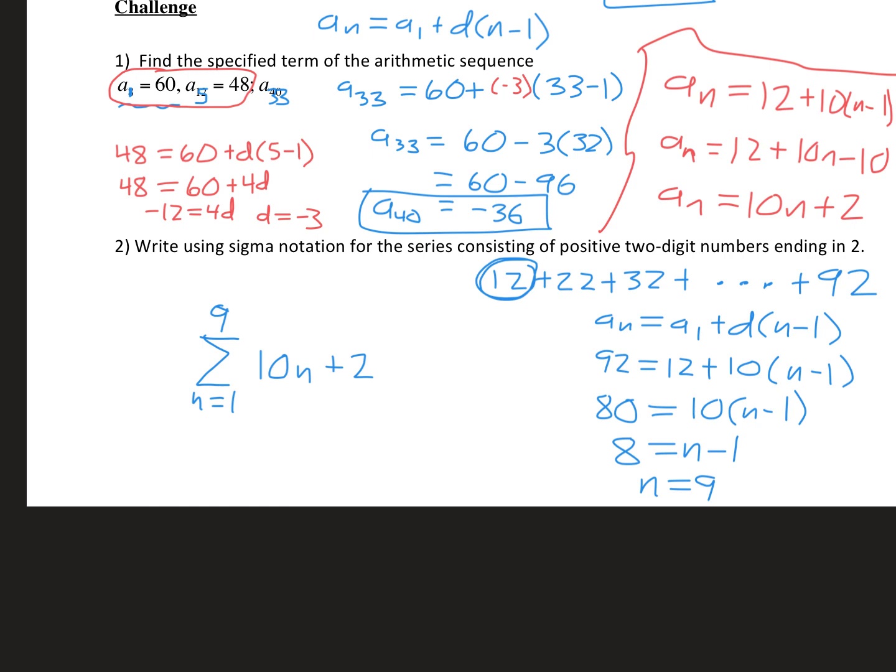This is not the only possible correct answer. So maybe you're able to come up with something like this, starting at 0, going up to 8, and then, if we started with n equals 0, the answer would be 10n plus 12. All right, so there's more than one correct way to do this. I think I like this one the best. I think that's the easiest for you guys to obtain. All right, that is all for 10.2.